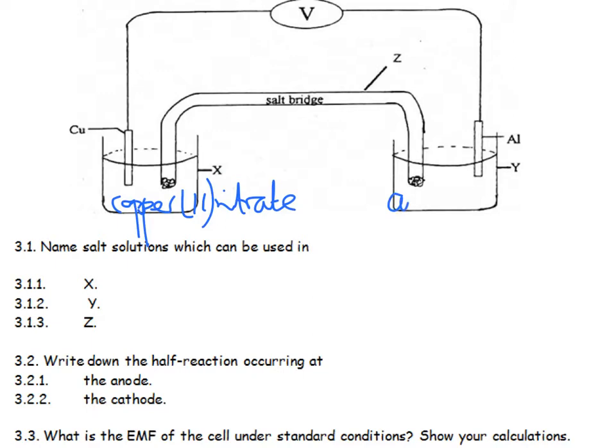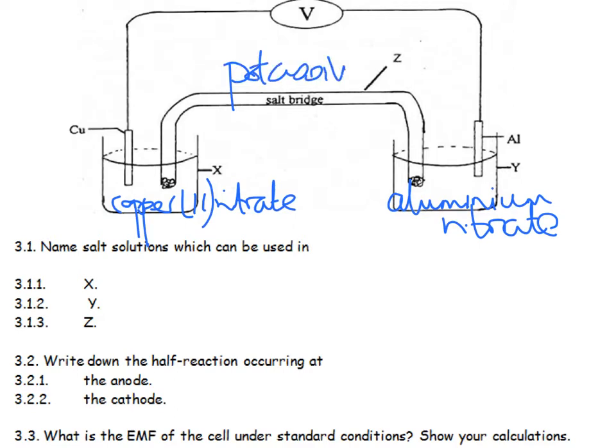Why? Aluminium's in group 3, so I don't need stock notation. Nitrate, and zinc are always potassium nitrate.